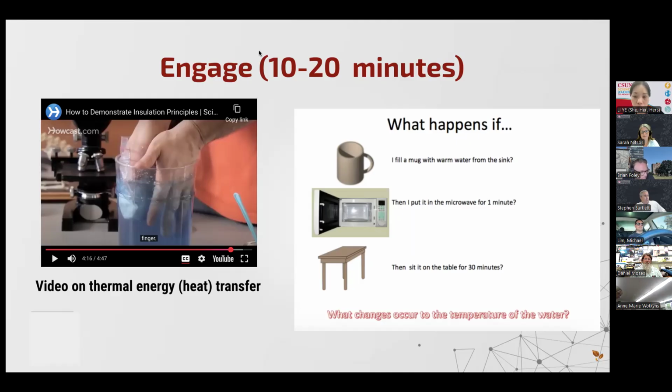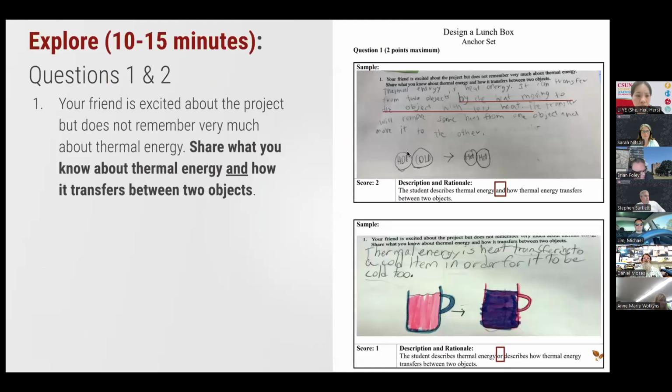So if they put warm water into a cup and they put it into the microwave and they put it outside for 30 minutes, what changes occur to the temperature of the water by this process, right? So this makes the text a little bit smaller compared to the complicated design of the performance task. And then the second is explore.